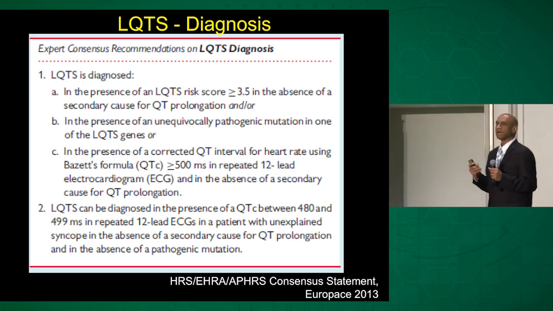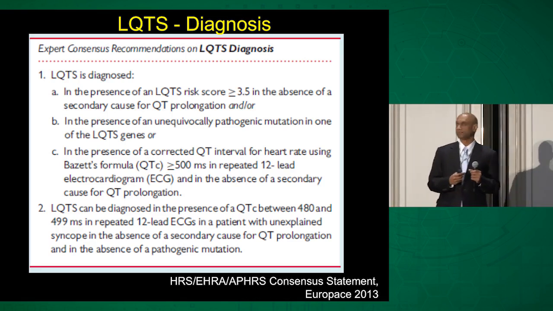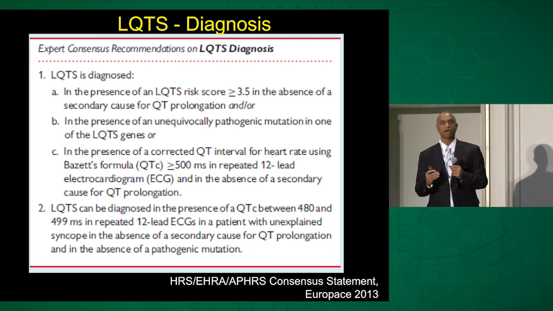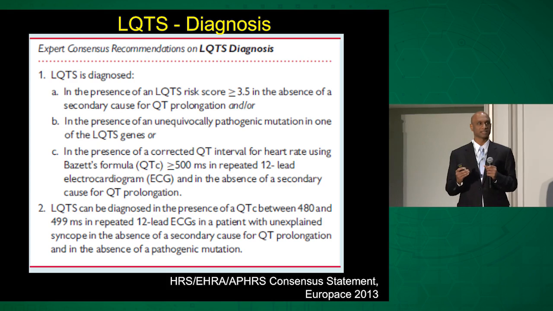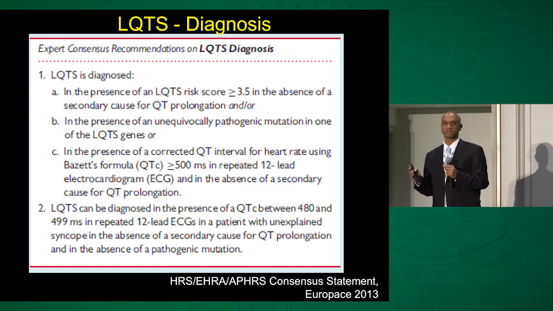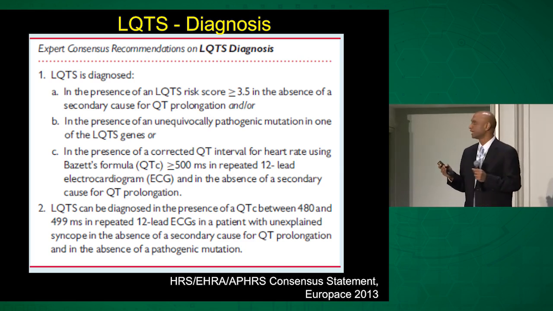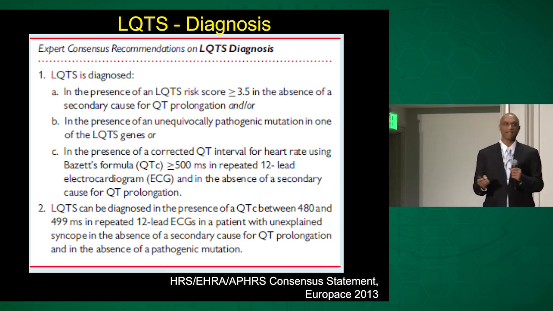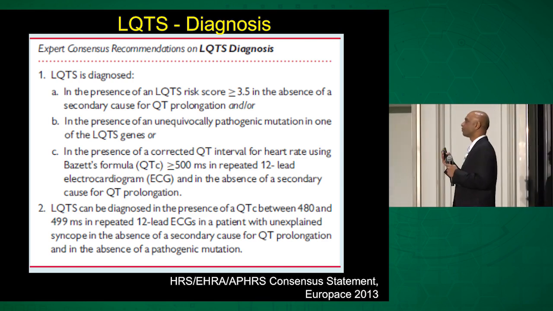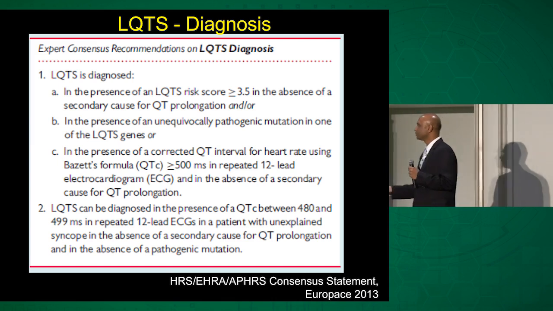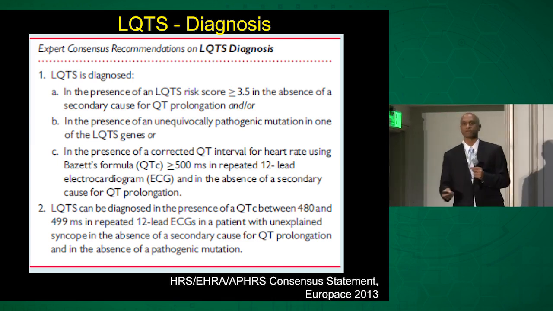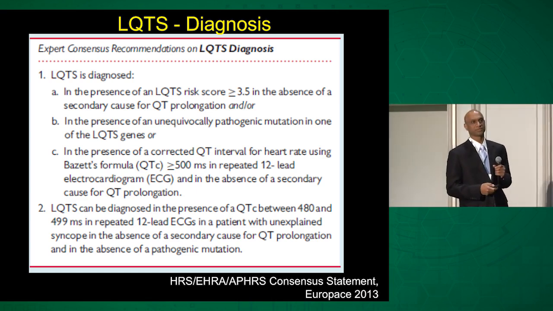So with this background, how do we make a diagnosis of long QT syndrome? If the QT interval is prolonged more than 480 milliseconds, certainly if it is more than 500 milliseconds in the absence of any other condition, you can make a diagnosis. If the Schwartz score is more than 3.5, you can come to a diagnosis. Or thirdly, in borderline cases, if you do genetic testing and find an unequivocally pathogenic mutation in one of these genes, you can make a diagnosis.